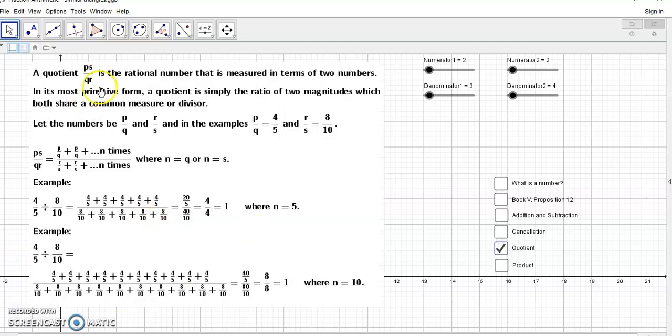Okay, so a quotient, PS over QR, is the rational number that is measured in terms of P over Q and R over S, right? In its most primitive form, it's just simply the ratio of the two magnitudes, which both share a common measure or divisor. So I'm going to show you how to do this with two numbers.